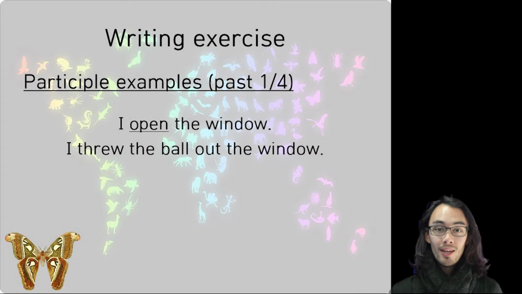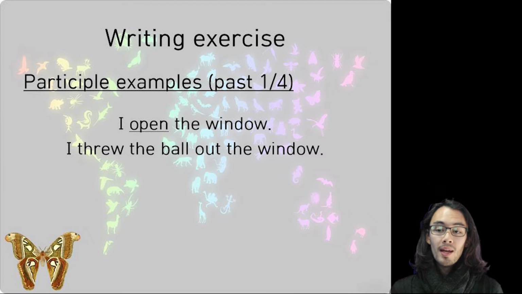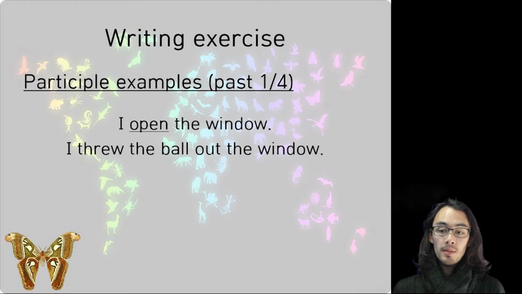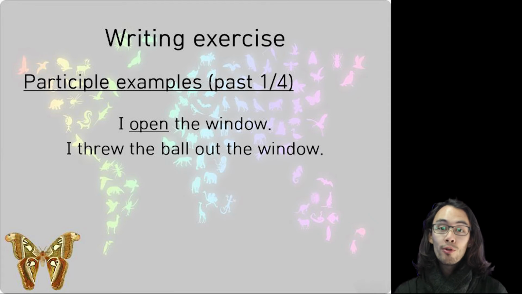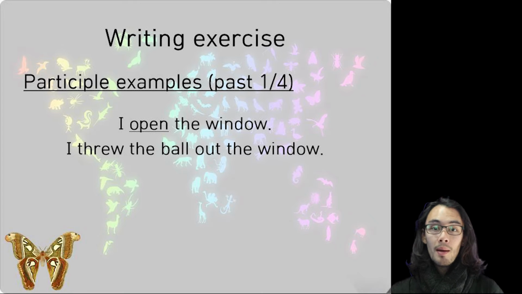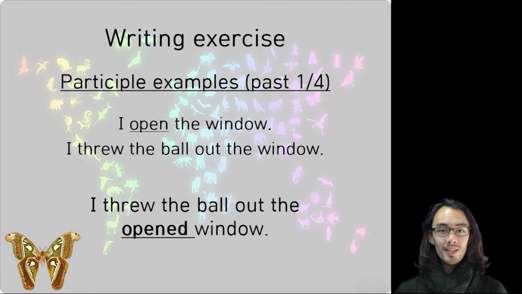But now focusing on the other conditions, we have participles. So, an example of a past participle is I opened the window. I threw the ball out the window. Now we can make the sentence shorter by just simply saying I threw the ball out the opened window. So you can see how opened is now describing the window.